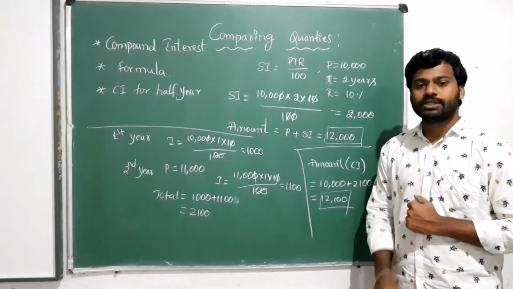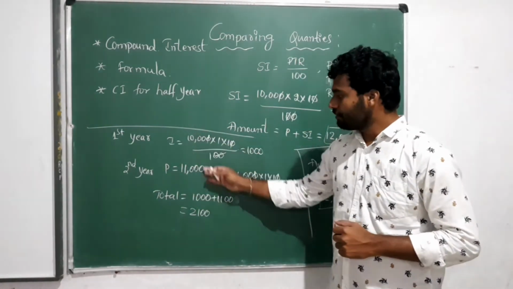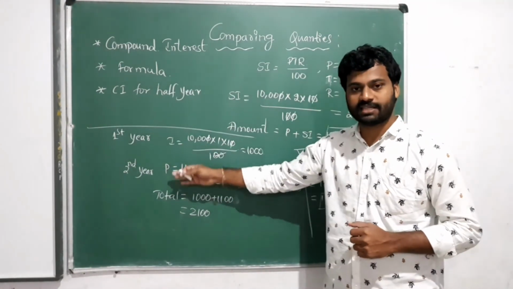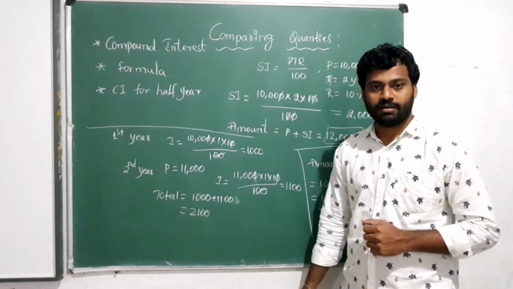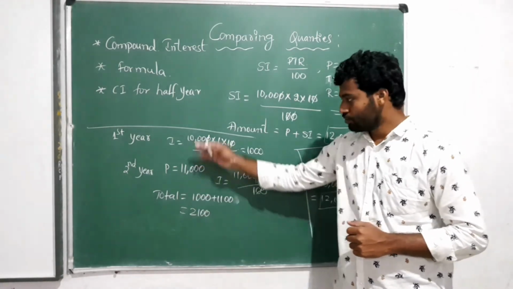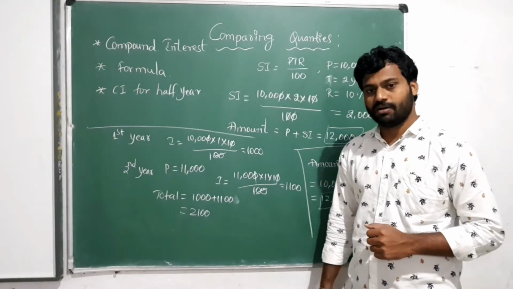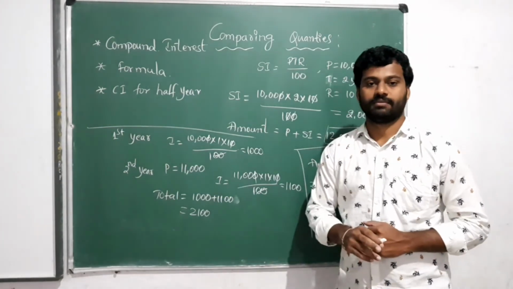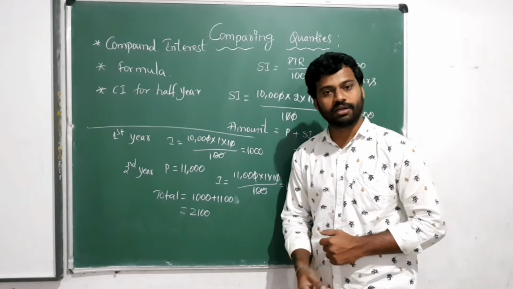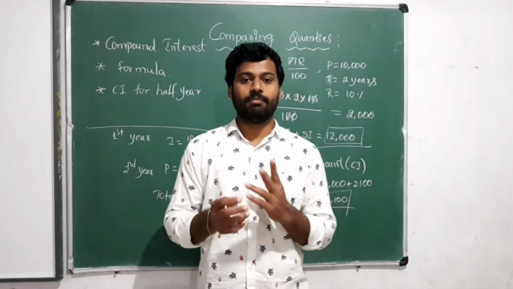So if you want to find the compound interest, every time you have to find it like this: first year, second year, third year, fourth year. Suppose you are taking 100 years or 20 years, then you should find it like this for 20 years. Okay, correct or not? Okay, no need of finding like that. We have a direct formula to find the compound interest.